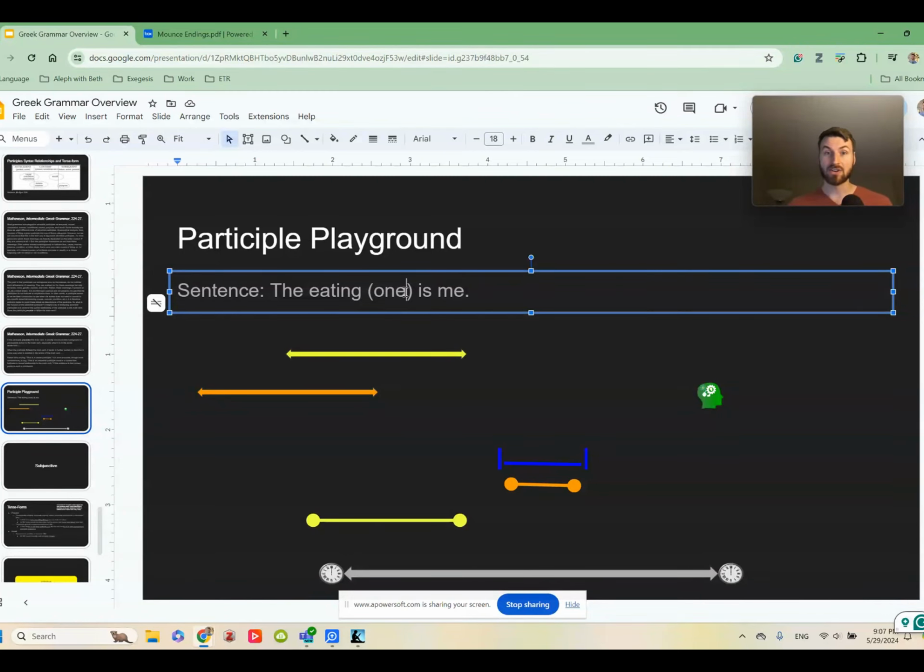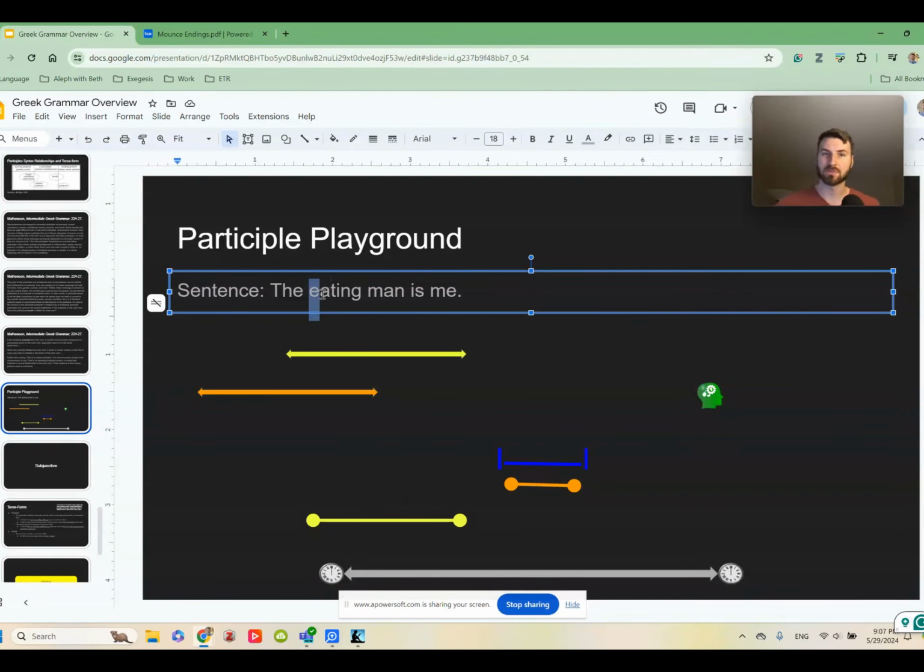And then I can also make it into an adjective. The eating man. This would be like ho esthion anthropos. This eating is modifying man, and so this would be an adjectival use of the participle. And the aspect would all still apply.